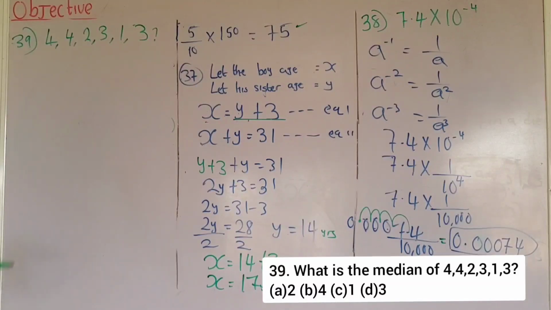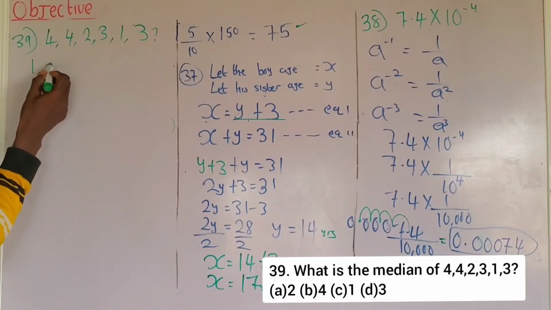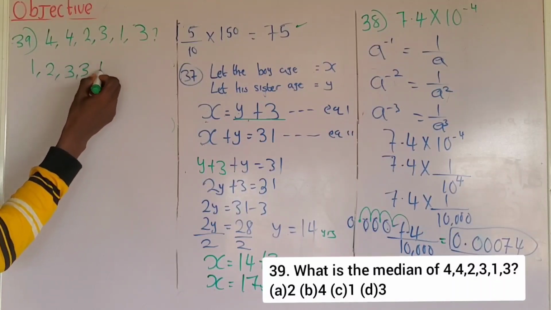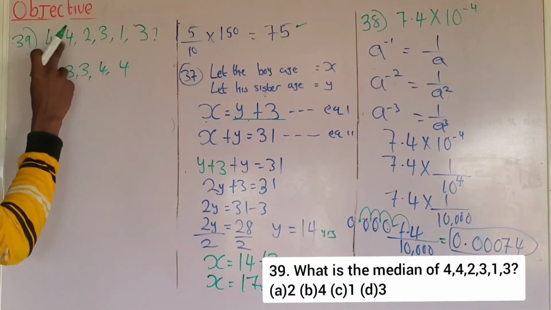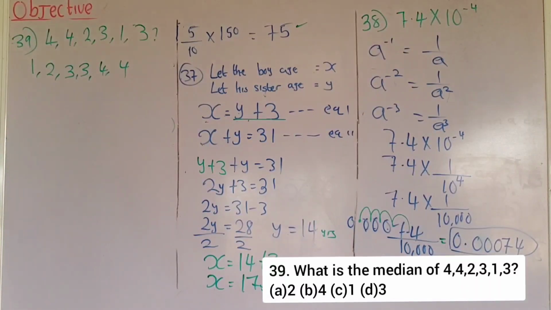The first step is to arrange in ascending order, that is in the order of increment. Now, what is the least number here? The least number is 1, followed by 2, followed by 3. Don't forget that we have another 3, followed by 4, followed by 4. 1, 2, 3, 4, 5, 6. Now you can see that we have an even data set.